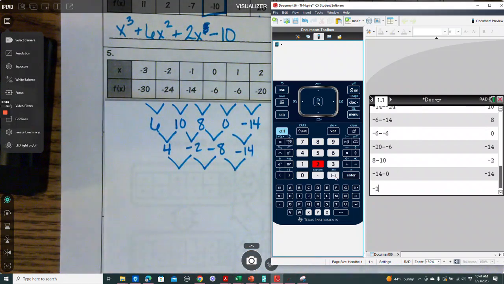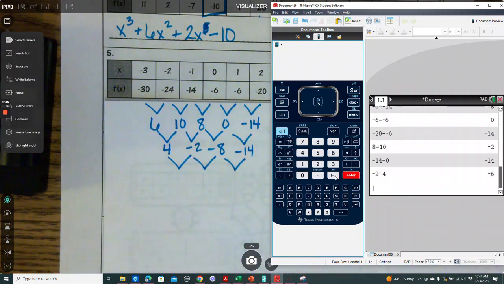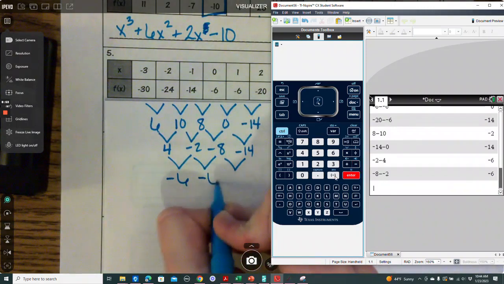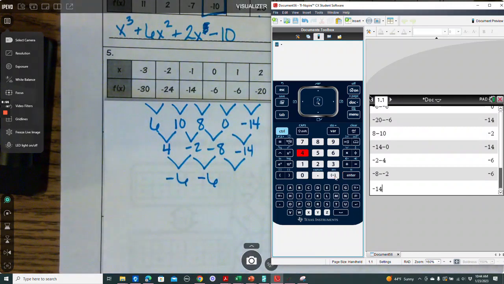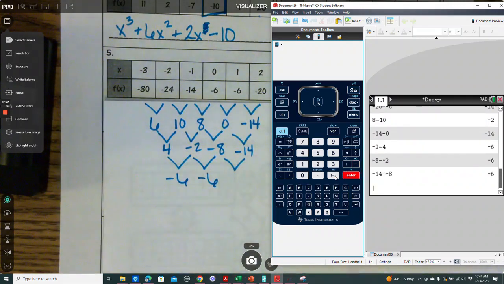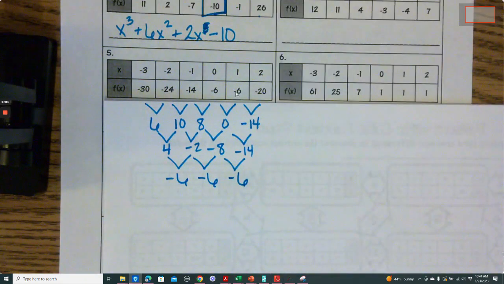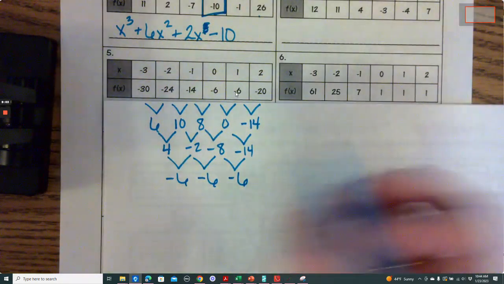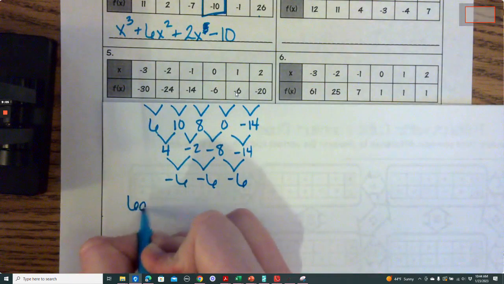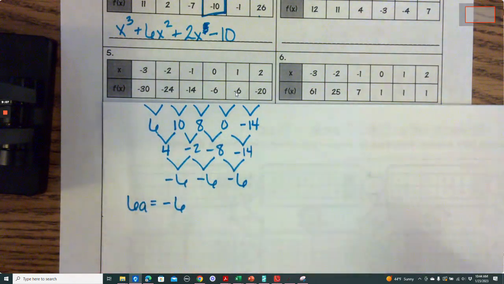All right, negative 2 minus 4 is negative 6. Negative 8 minus negative 2 is negative 6. This is the one that should be the same. Negative 6. Okay, so first things first, you got 6A equals negative 6, right? So 6A equals negative 6.